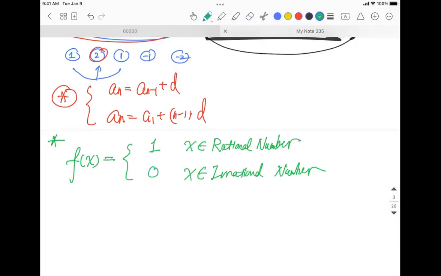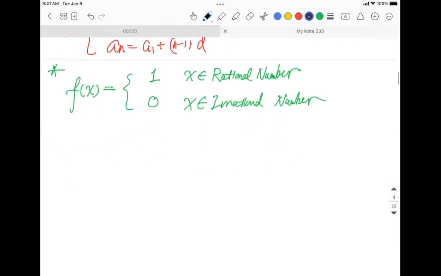You see, there are some functions that are very difficult for you to find out how to present. This is very understandable using human language, right? So x can be all the real numbers. As long as the x value is rational, the function's value is 1. As long as the x value is irrational, the function value is going to be 0.